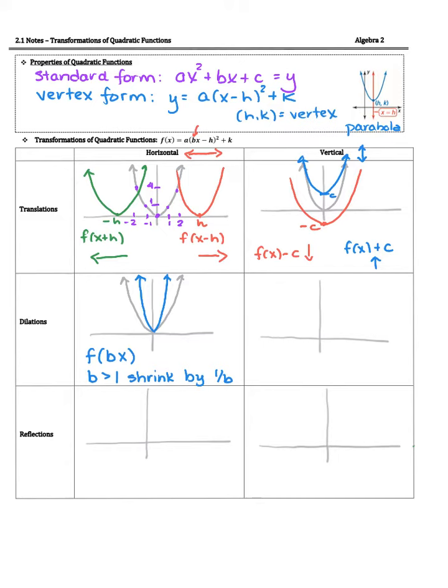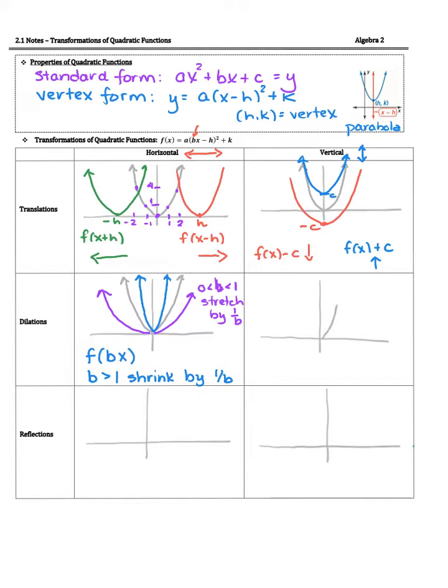If b happens to be between 0 and 1, so it's a fraction, then it's going to be a stretch by 1 over b. Remember, b is a fraction now, so 1 over b is going to be a bigger number. So that would pull you away from the axis. I'm not going to focus too much on those because horizontal shrinks and stretches in a parabola are basically the reverse of what you would see in the vertical. The vertical is the one we're going to focus on the most.